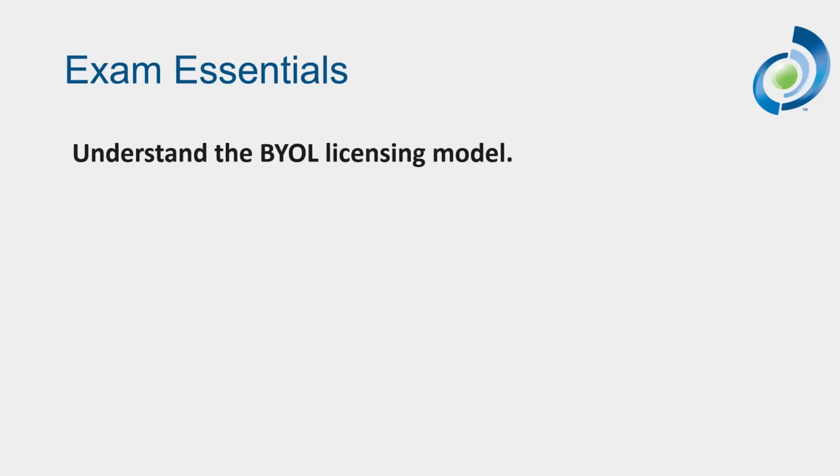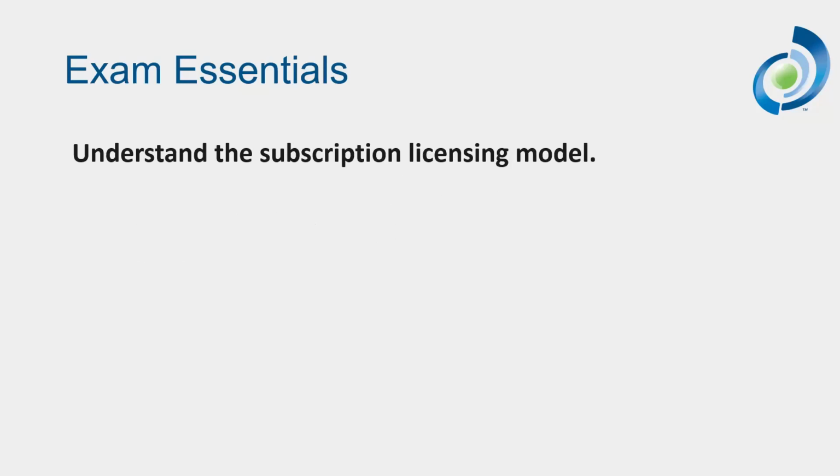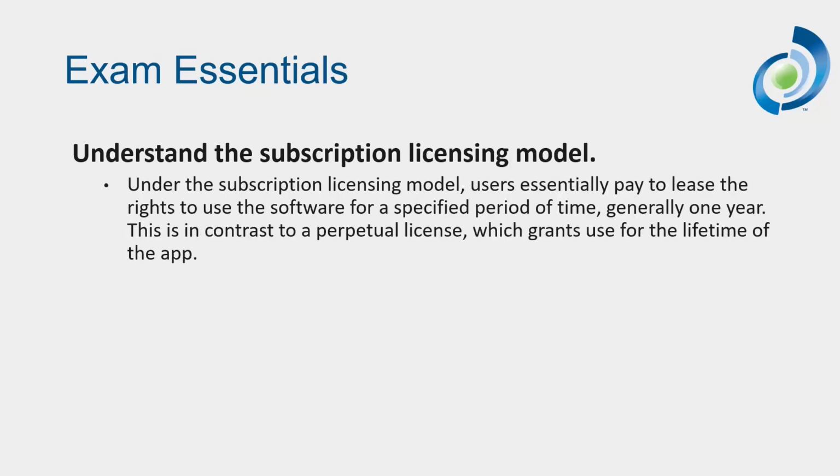Understand the BYOL licensing model. The BYOL model gives users flexibility to use existing licenses they have already paid for. BYOL terms let licenses be redeployed from one device or user to another. This gives greater flexibility, lower cost, and better license management. Understand the subscription licensing model. Under the subscription licensing model, users essentially pay to lease the rights to use the software for a specified period of time, generally 1 year. This is in contrast to the perpetual license, which grants the use of the lifetime of the app.